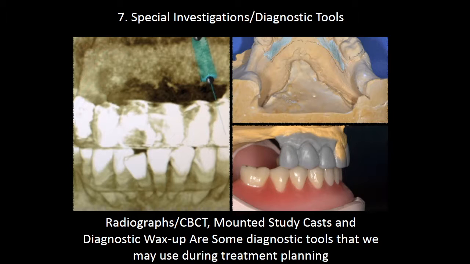Special investigations serve as diagnostic tools to aid treatment planning. With implant treatment being a prosthetically driven treatment, it is important that we visualize the final restoration and plan backwards. Some of the diagnostic tools include radiographs and cone beam computed tomography, mounted study casts, and diagnostic wax-up.